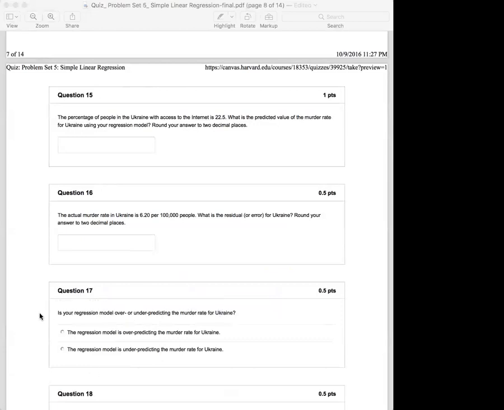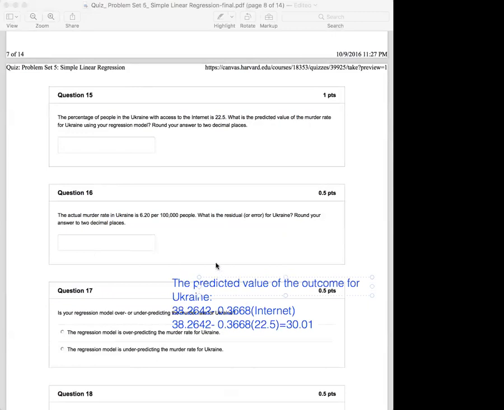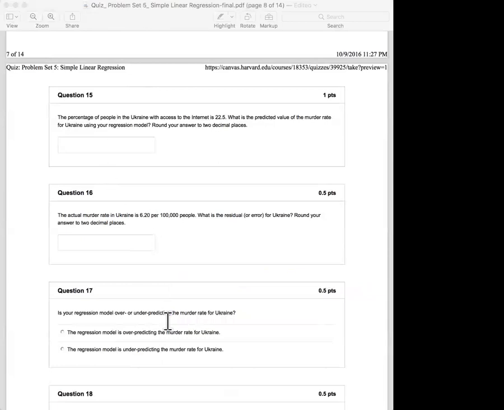I should say question 17 asks us that. Is your regression model over or under predicting the murder rate for Ukraine? Well, because our actual value is less than our predicted value, the correct answer for 17 is going to be over predicting.